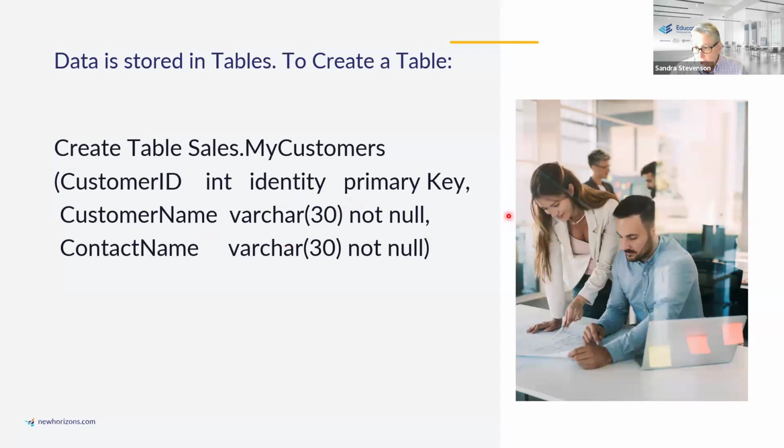I'm also going to have, and notice a comma there too, so I'm separating my columns with commas, a customer name. It's a variable character length, and it can go up to 30 characters. It's not allowed to be null. And I'll have a contact name, which is a variable character, again, of 30, and it is not allowed to be null either. And this is just an example of creating a table.